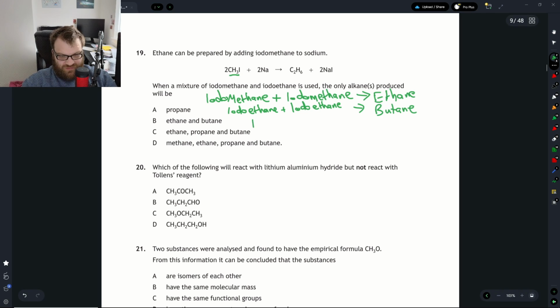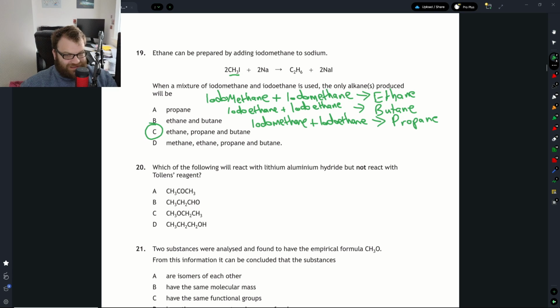And the other option would be to use one of each. So use iodomethane plus iodoethane. That time you're going to have 3 carbons, so that's going to make propane. So you get all 3 possibilities here, and that's what you'd get from that. You cannot get methane because we're joining together 2 carbons, and that's not going to work because methane means there's only 1 carbon, and that gives our answer of C for that one.